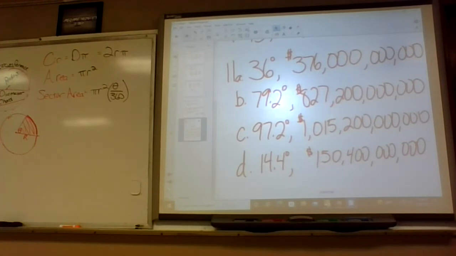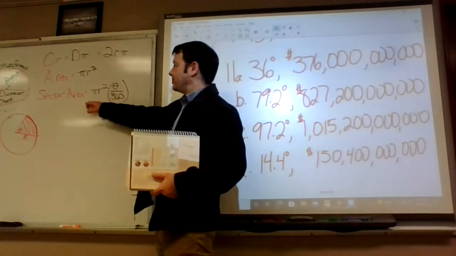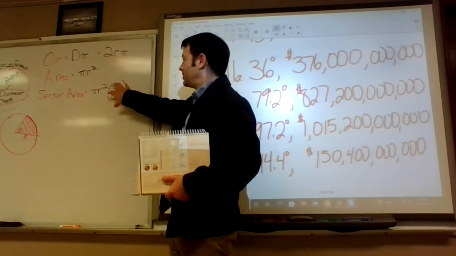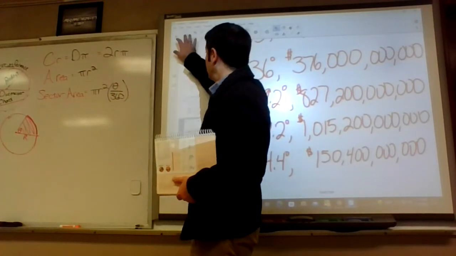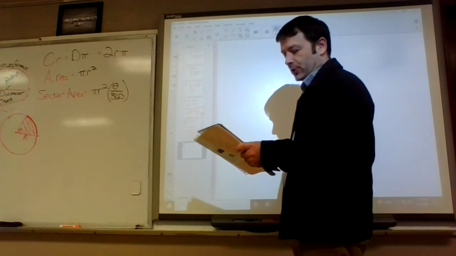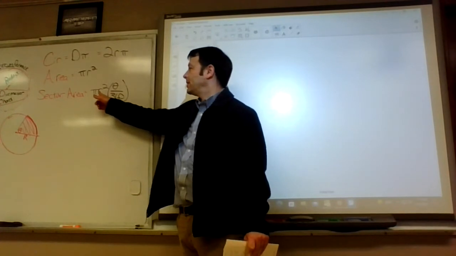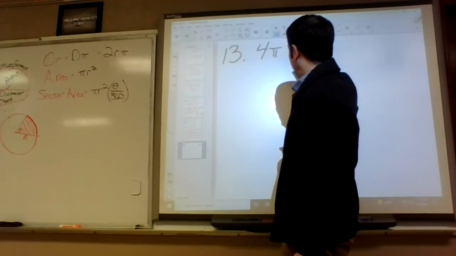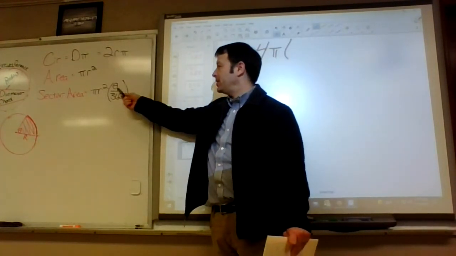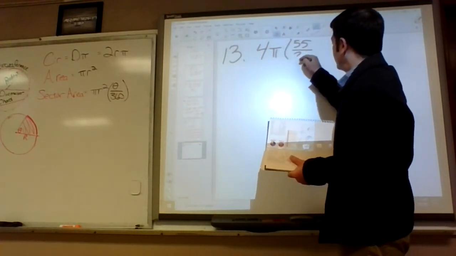Number 13. Okay, so on this one, it's asking us to find the sector area. So we're going to be using this formula right here. Pi r squared for the circle area times the fraction of the circle we're actually using, which is the central angle over 360. On number 13, the radius is 2, so 2 squared times pi, so 4 times pi, times the central angle theta over 360. The central angle is 55, so times 55 over 360.